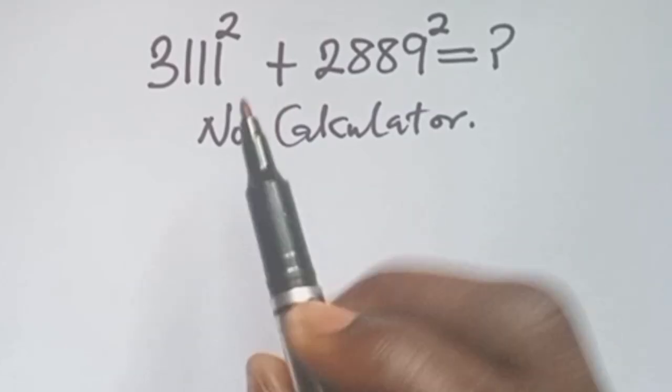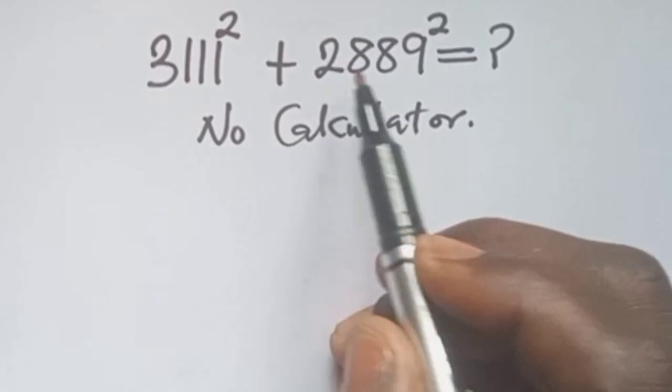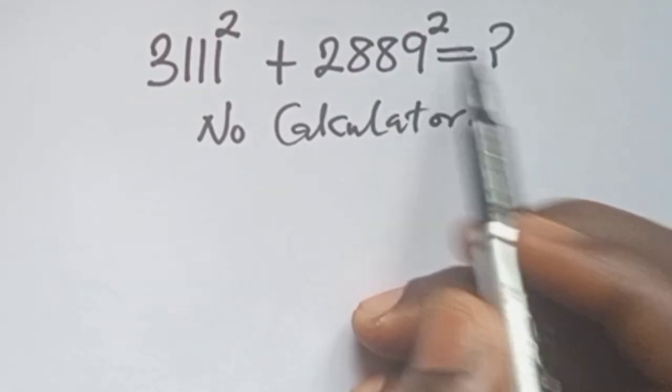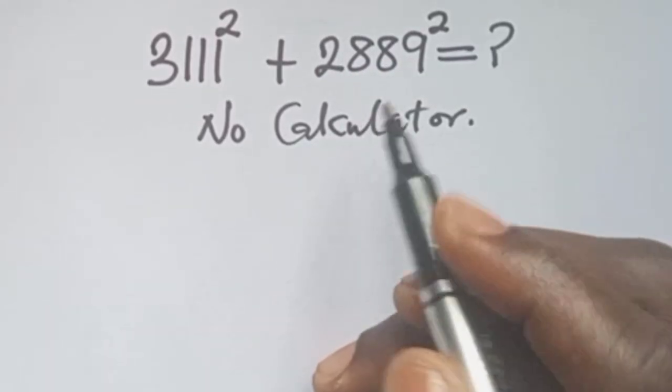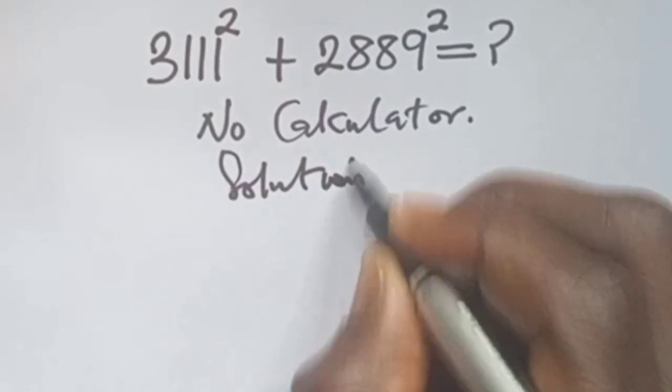Hello everyone. So today we have 3,111 to the power of 2 plus 2,889 to the power of 2 to be simplified without the use of a calculator. So let's solve together. Let's seek the solution.